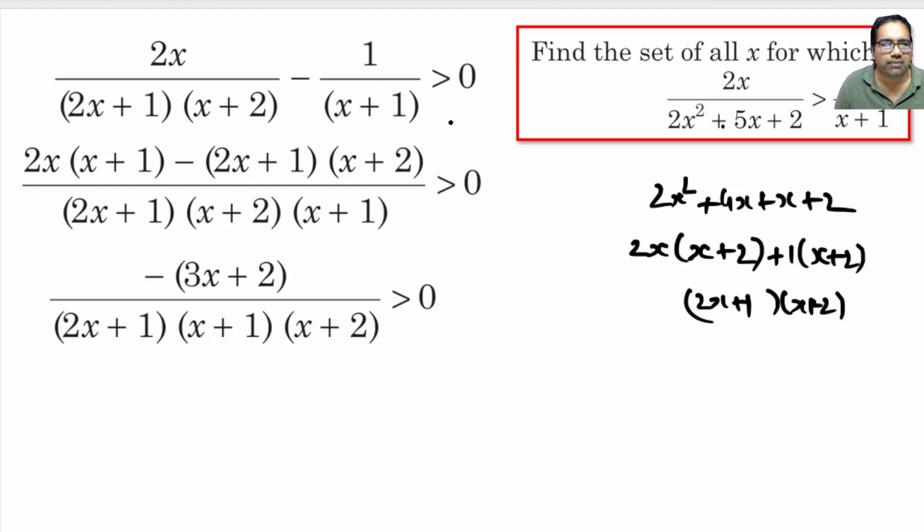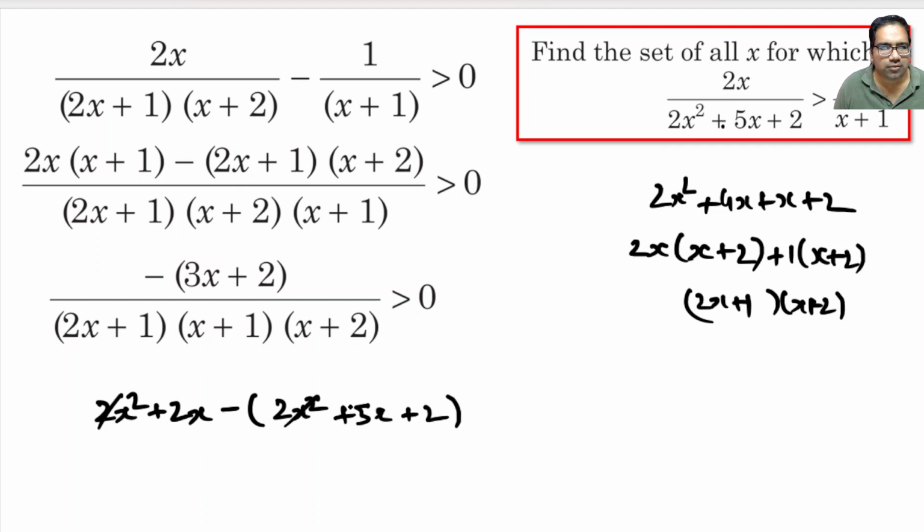2x and minus 1 by x + 1. What does that mean? 2x(x + 1) minus (2x + 1)(x + 2), which is nothing but 2x² + 5x + 2. Right, so this becomes 2x(x + 1), that is 2x² + 2x, minus 2x² + 5x + 2. This and this will get cancelled. 2 minus 5 is minus 3x, minus 2, which is nothing but minus (3x + 2). The numerator is minus (3x + 2) by (2x + 1)(x + 1)(x + 2). This should be greater than 0.